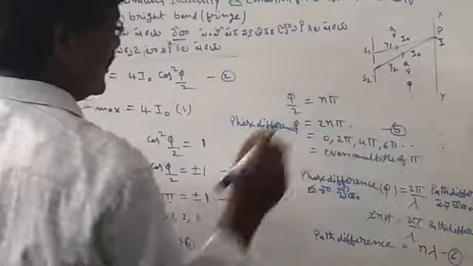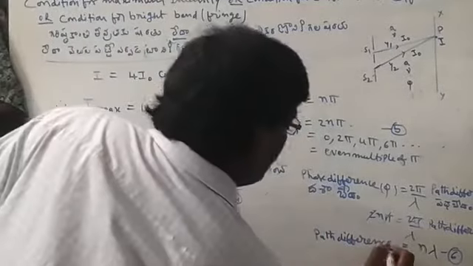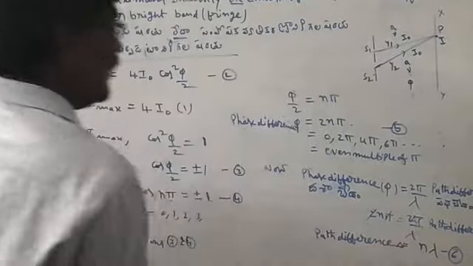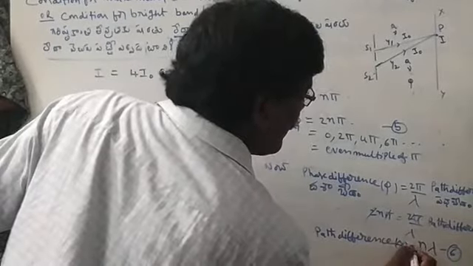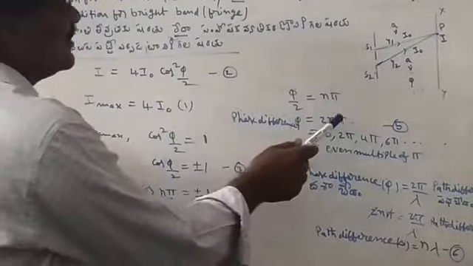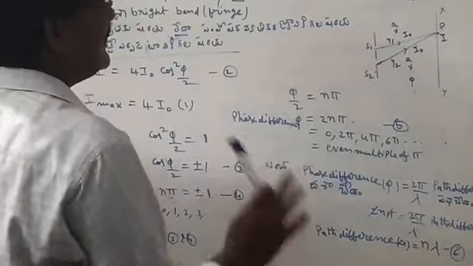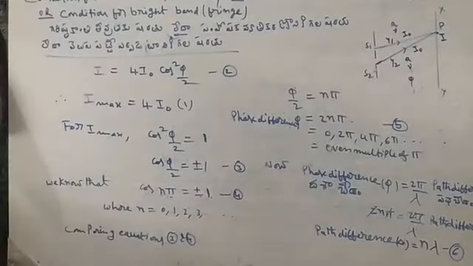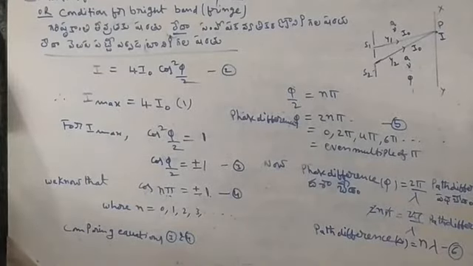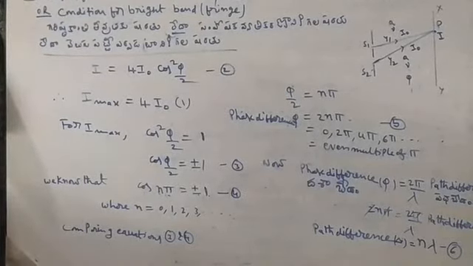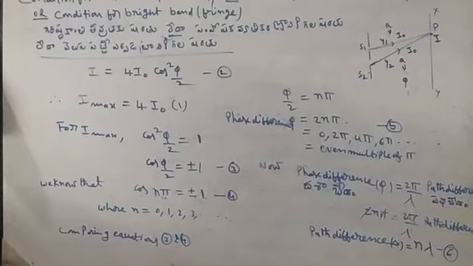Phi is equal to phase difference. Delta means path difference. Equations 5 and 6 are conditions for constructive interference, that means maximum intensity or condition for bright band.